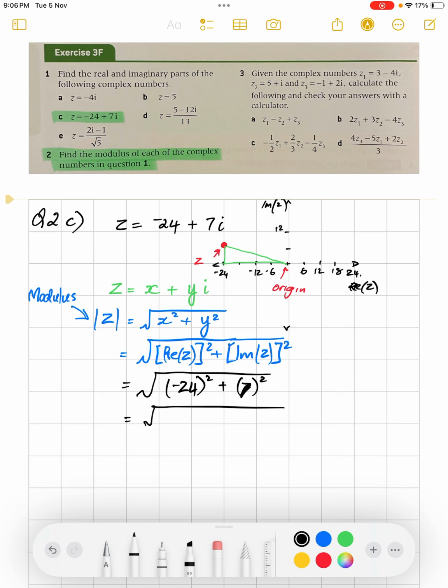Here we go. So that's 576. And 7 squared is 49. If we add those together, we get 625. And the square root of 625, I believe, is 25. And so we now have the modulus of our complex number is 25. This distance here is 25 units from the origin to the complex value.